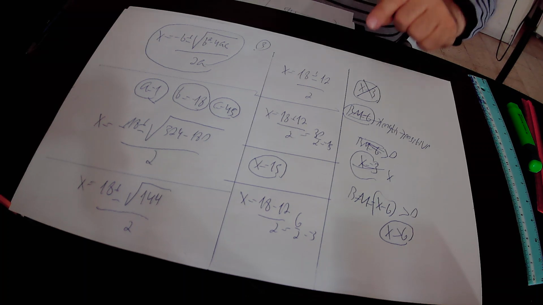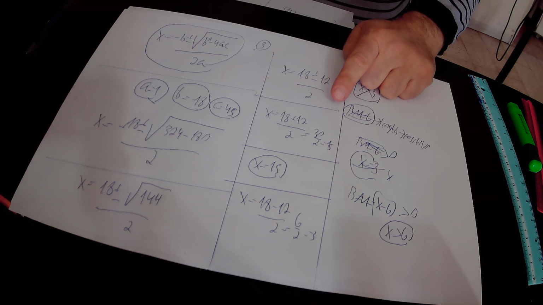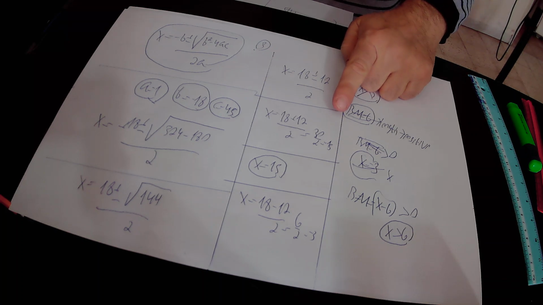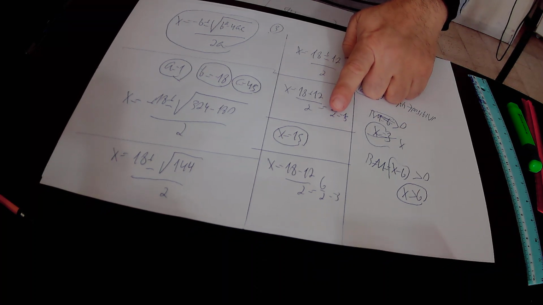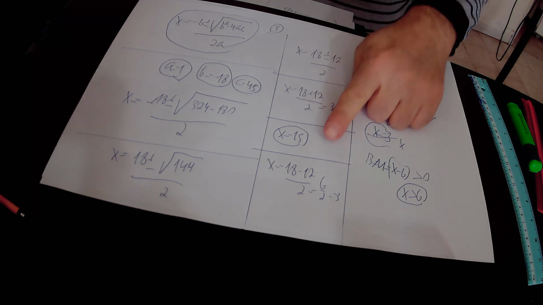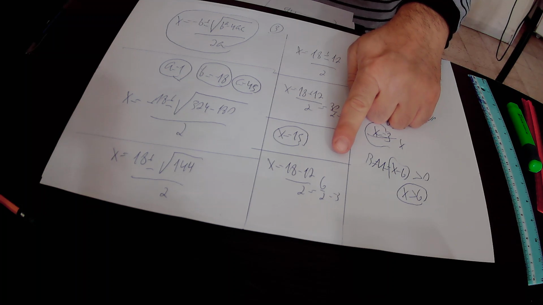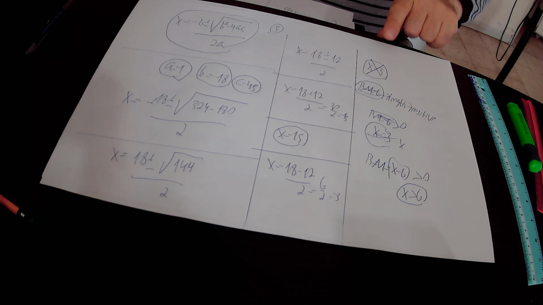The first solution for x is that x equals 18 plus 12, that is 30, and 30 over 2 is 15. So according to the first solution, x equals 15 units. We also have a second possible solution for x. The second solution is that x equals 18 minus 12, that is 6, and 6 over 2 is 3. So according to the second solution, x equals 3 units.